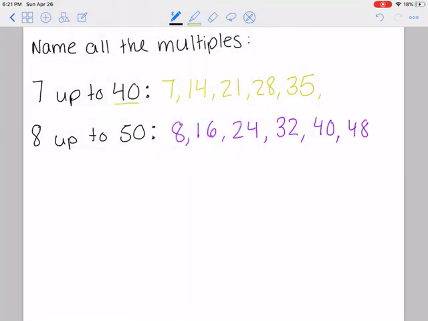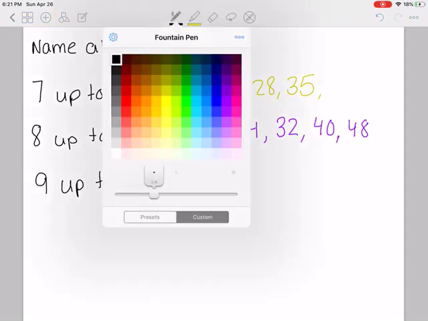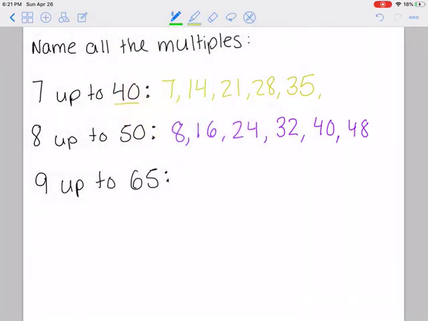Okay, last one. 9 up to 65. It would be 9, 18, 27, 36, 45, 54, 63, and I'm going to stop there because the next one would be 72, and that's too big.